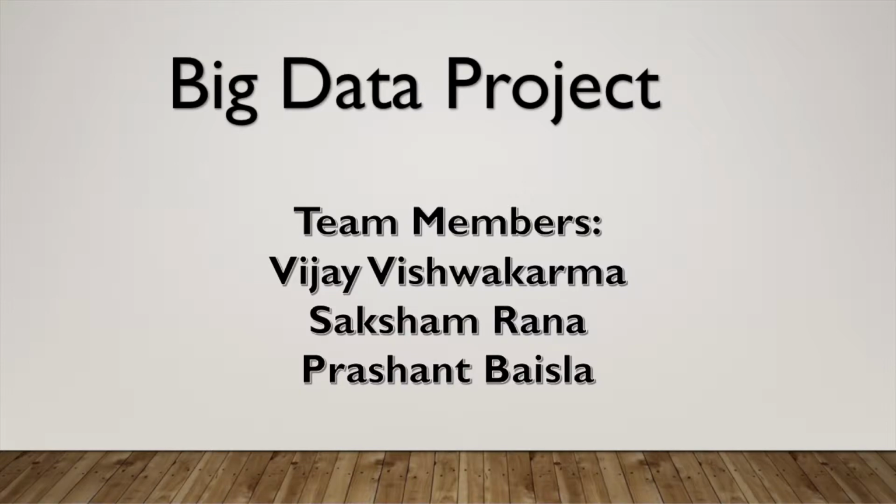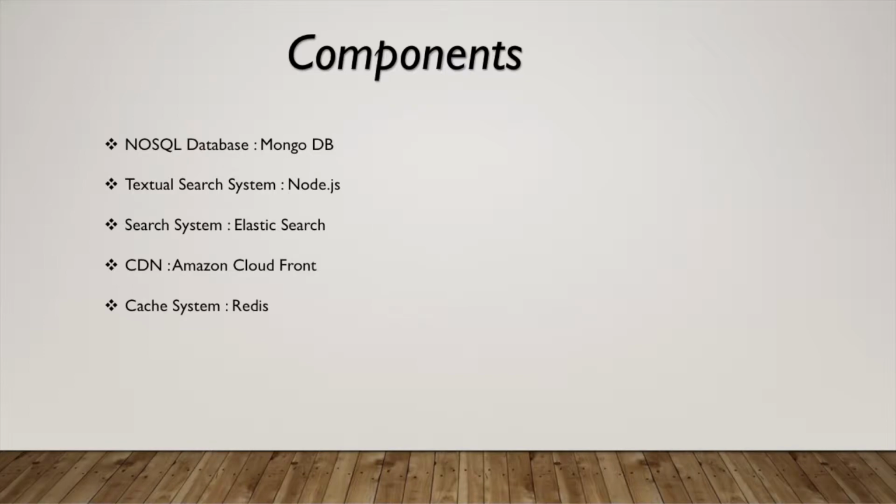So in this presentation, we're going to talk about how this application has been made, all the components, all the functionalities of the application, and the basic architecture behind the application. So we'll start with the components. As you can see, for the NoSQL database, we have used MongoDB. For the textual search system, we have used Node.js. For the search system, we have used Elasticsearch, and for CDN, we have used AWS's Amazon CloudFront. For the cache system, we have used Redis.